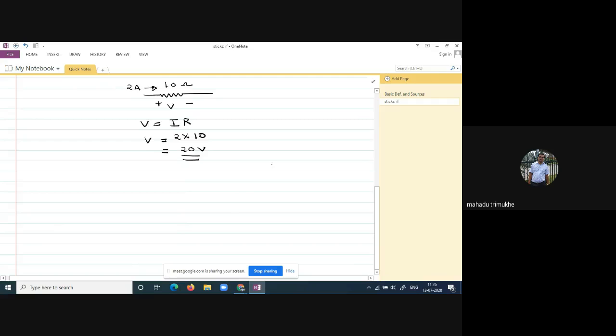Suppose we assume the same resistor over here, that is 10 ohm, right? 2 ampere current is there, but we have to consider the opposite polarity over here. Suppose the current is flowing from negative to positive. Then what is the V over here? What is V over here? What is the V?